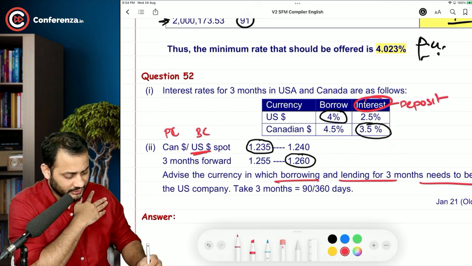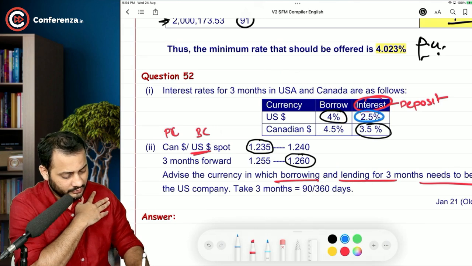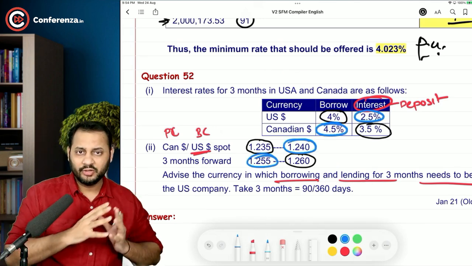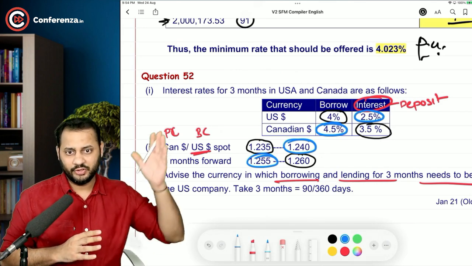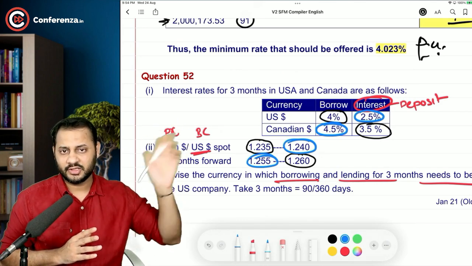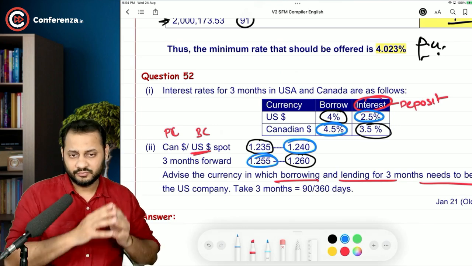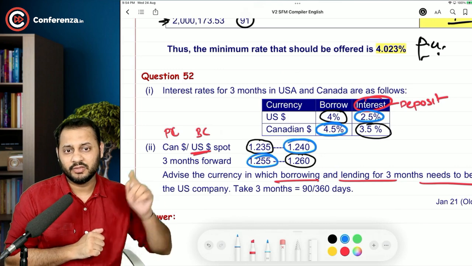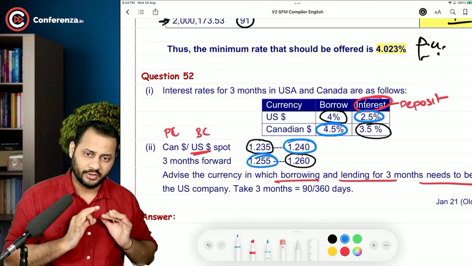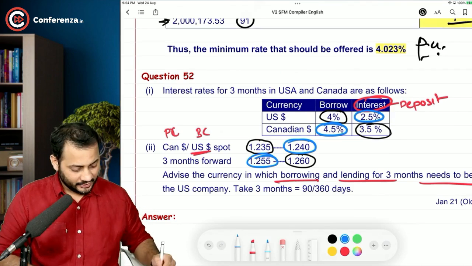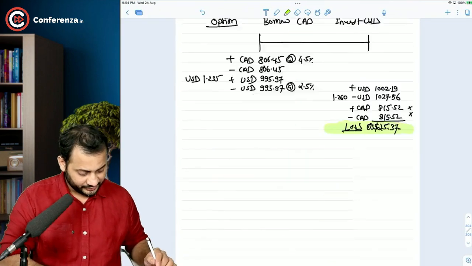And if you go the other way, you can do it like this, these rates. So all the blue rates will be applicable when you invest in US dollar and borrow in Canadian dollar. And the black circled figures will be applicable when you borrow in US dollar. Okay, how to solve this question, sir? Let's keep it easy and solve it according to the institute first.